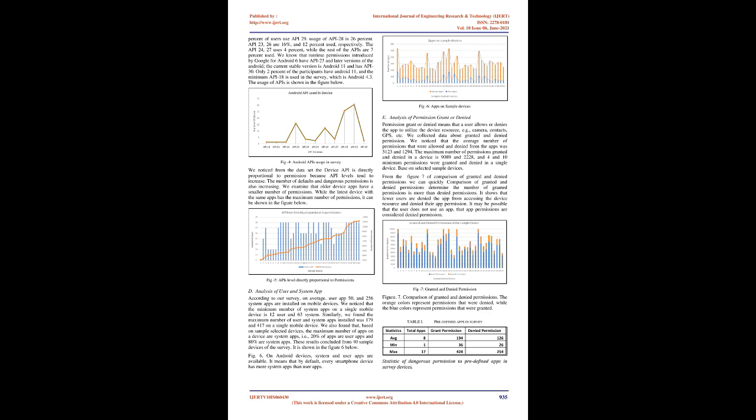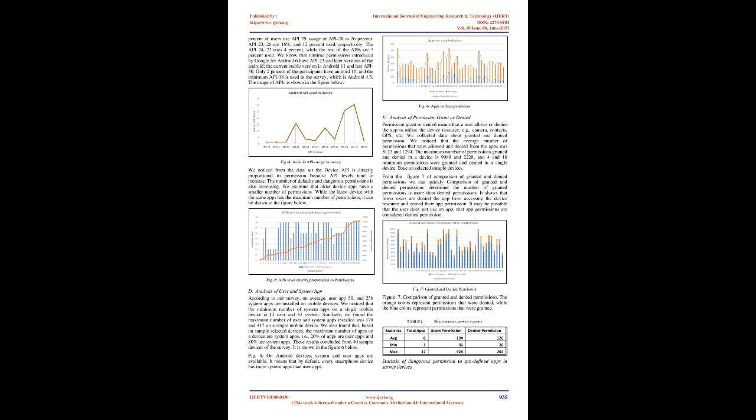We noticed from the data set that the device API is directly proportional to permission, because API levels tend to increase. The number of default and dangerous permissions is also increasing. We examined that older device apps have a smaller number of permissions, while the latest device with the same apps has the maximum number of permissions. It can be shown in the figure below. Fig-6, apps on sample devices.